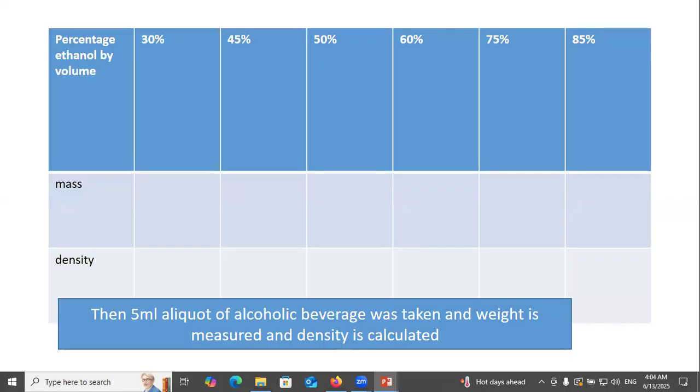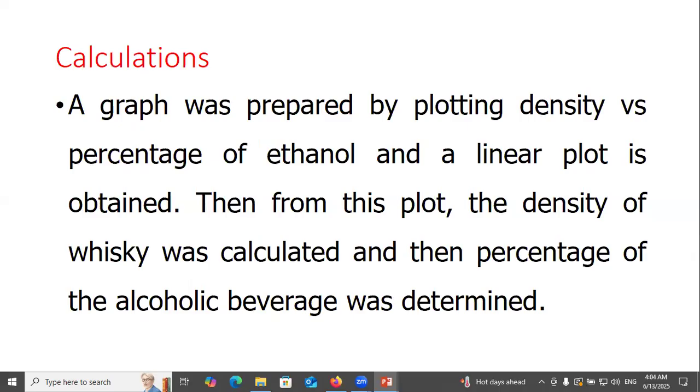Percentage of ethanol by volume. Calculation: a graph was prepared by plotting density versus percentage of ethanol, and a linear plot is obtained. Then from this plot, the density of the whiskey was calculated and then the percentage of the alcoholic beverage was determined.